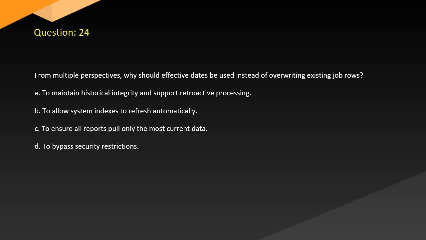Question 24. From multiple perspectives, why should effective dates be used instead of overwriting existing job rows? A. To maintain historical integrity and support retroactive processing. B. To allow system indexes to refresh automatically. C. To ensure all reports pull only the most current data. D. To bypass security restrictions.